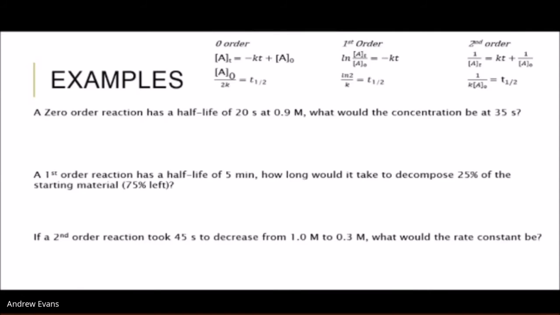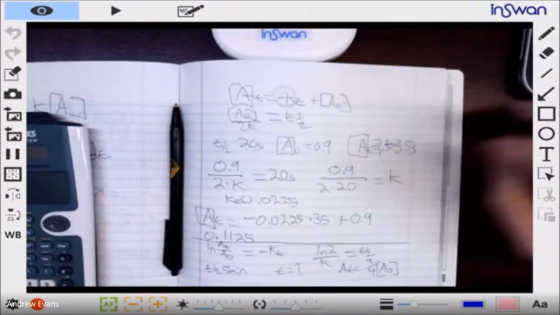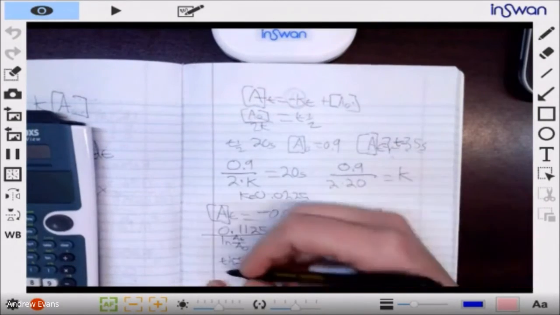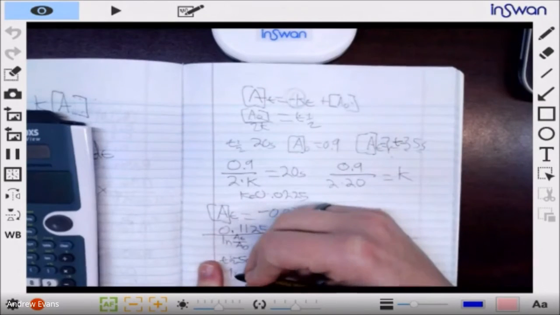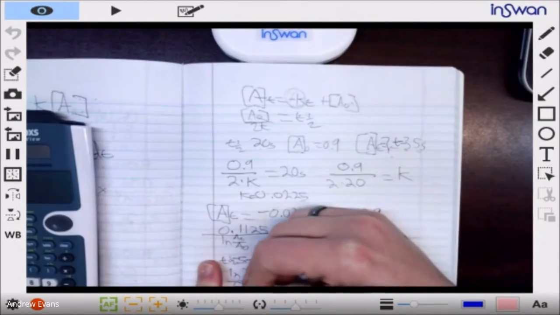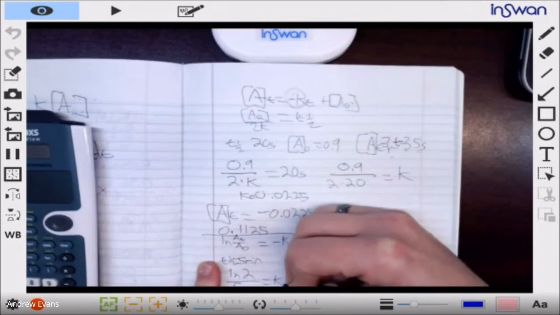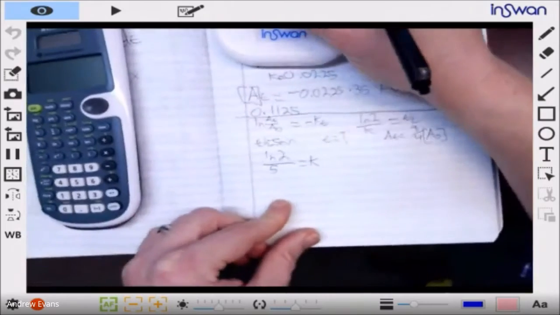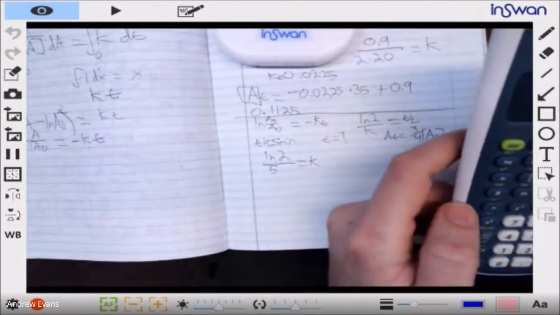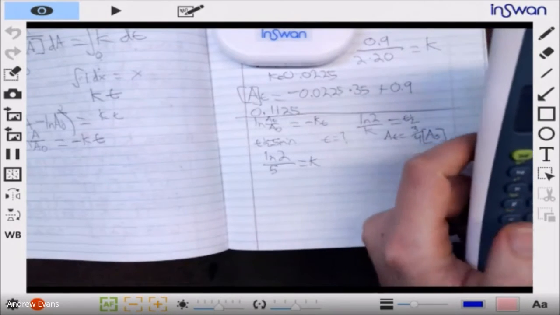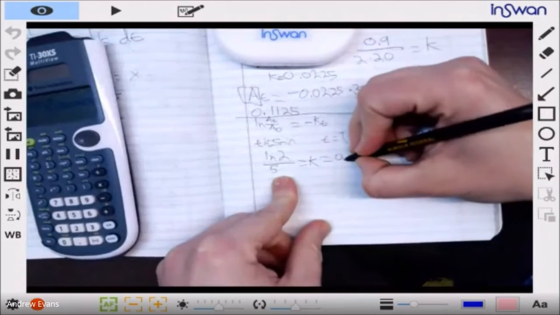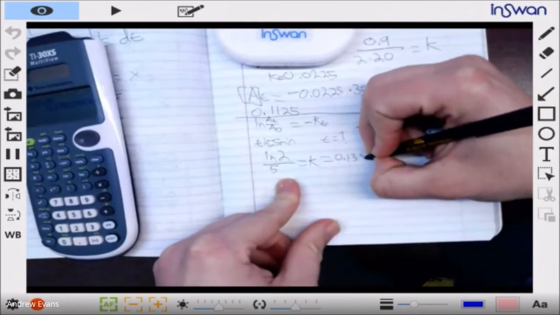So back to the doc cam. First thing, as always, is find my K. So I can take ln 2 over my 5 minutes equals K. ln 2, make sure you close the parentheses, divided by 5, gives us 0.1386.